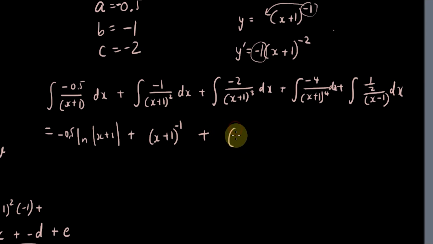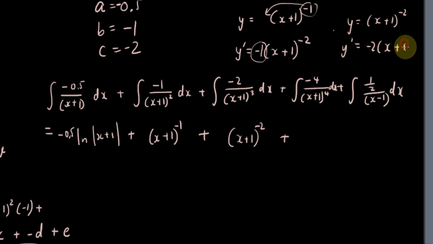Then here again, I have x plus 1 to the power of negative 2, because that will differentiate into this. I'll just show you: y equals x plus 1 to the power of negative 2. Y dash equals negative 2 times x plus 1 to the power of negative 2 minus 1, which is negative 3. So that matches this. So then this will be x plus 1 to the power of negative 3.